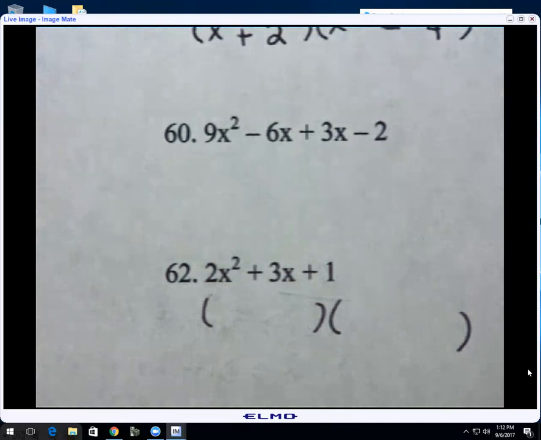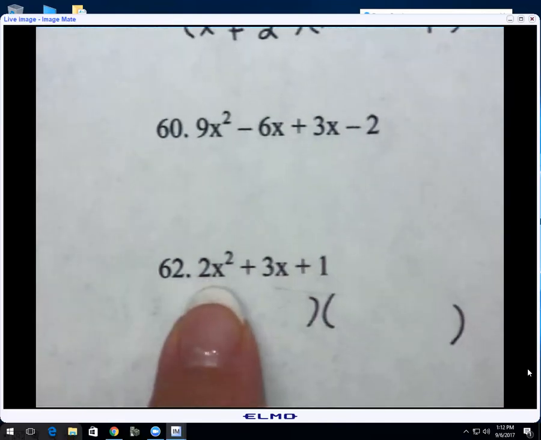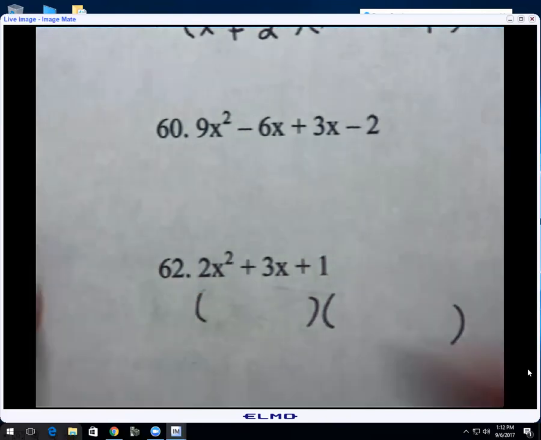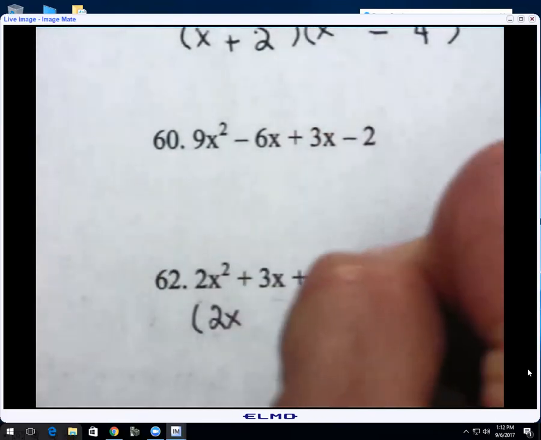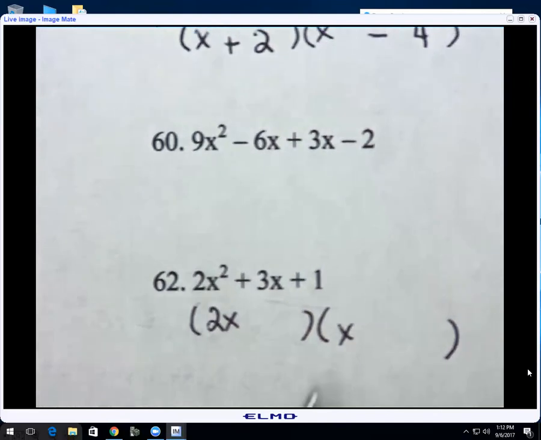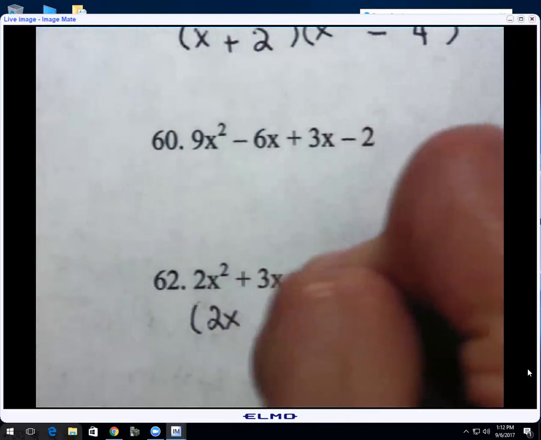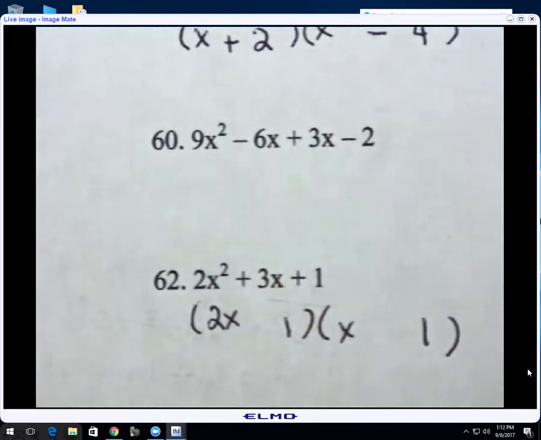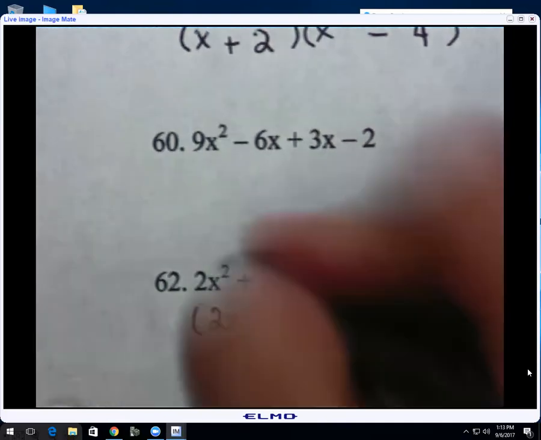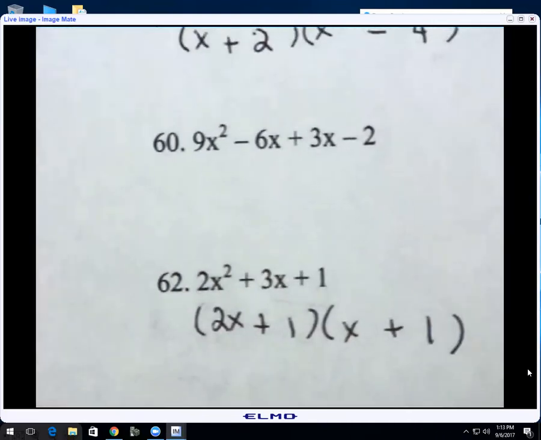But this one is easy to factor by trial and error because 2x squared pretty much has to be factored how? 2x times x. Nothing else it really can be. And that 1 on the end pretty much has to be factored as what? 1 times 1. Nothing else it can be. And what would the signs have to be in order for the outer and the inner to combine to give you positive 3? Plus. Both positive.